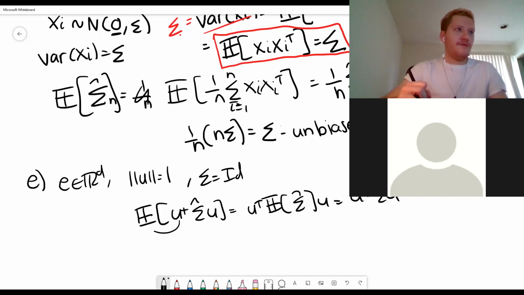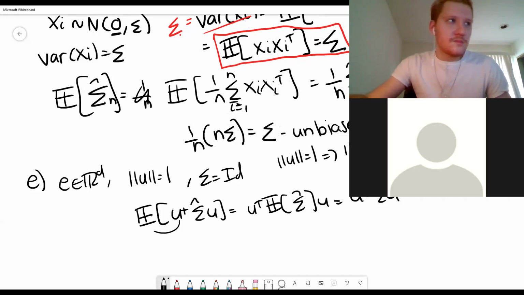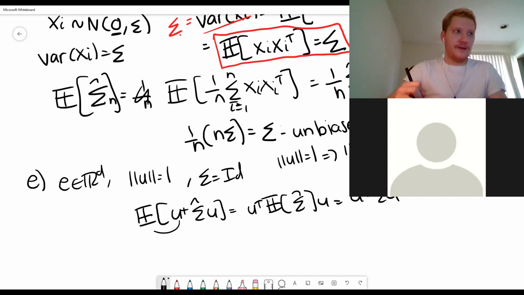Because remember, if the length of U is equal to 1, that implies that the length of U squared is equal to 1. Since the length of U squared is U transpose U, U transpose U is equal to 1. So if you know what the expected value of sigma hat is, which we now know is sigma, it's pretty easy.